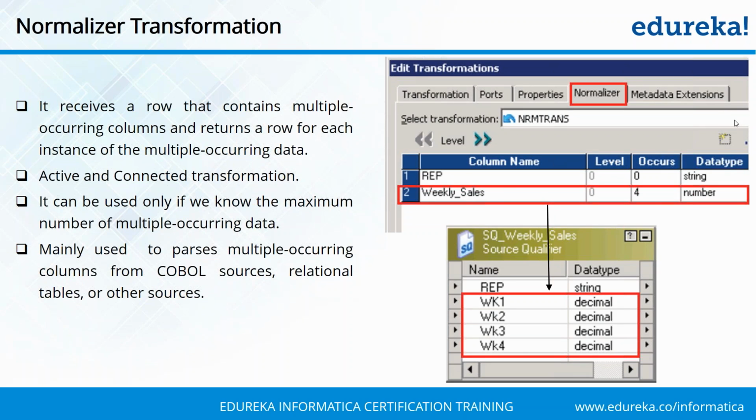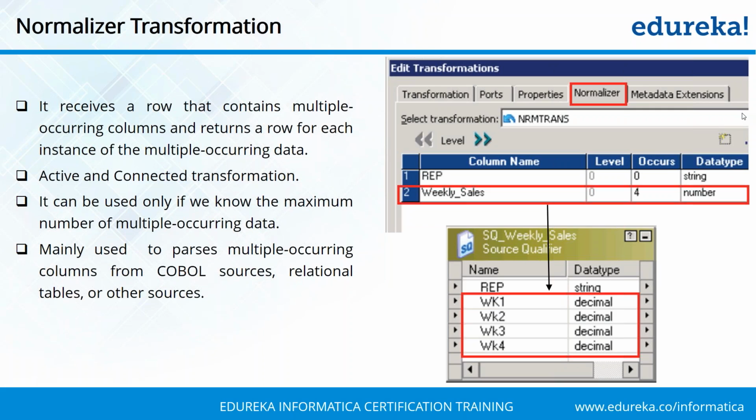But one thing to remember is that if you're using the normalizer transformation, you need to be aware of the maximum number of times this multiple occurring instance will happen. So let's say if you wish to normalize the address column, then you need to know how many times the address column is going to come.